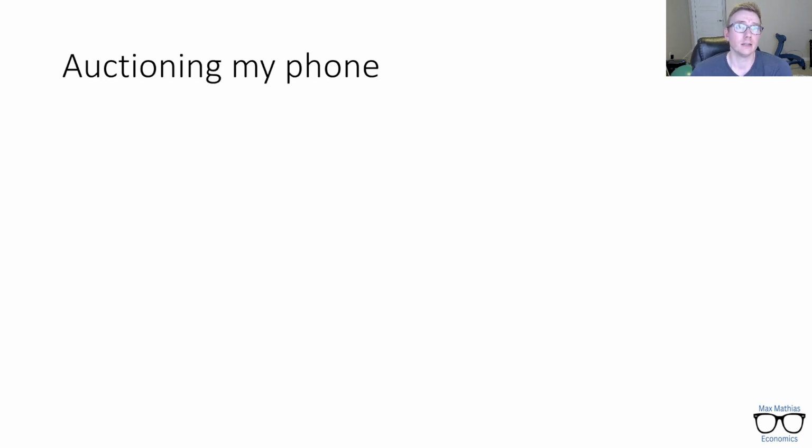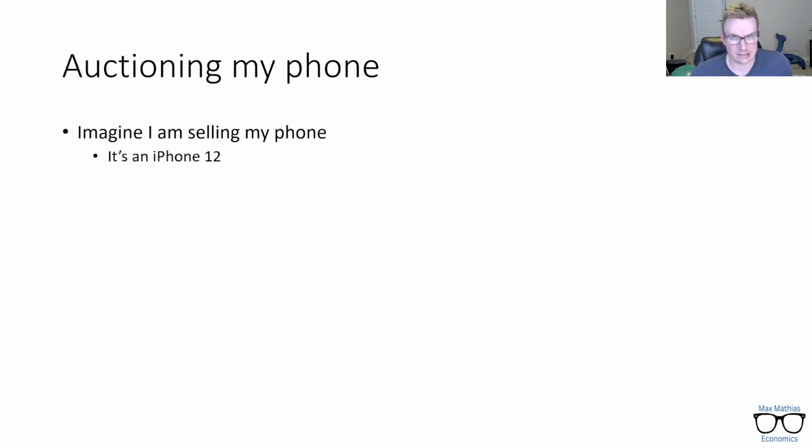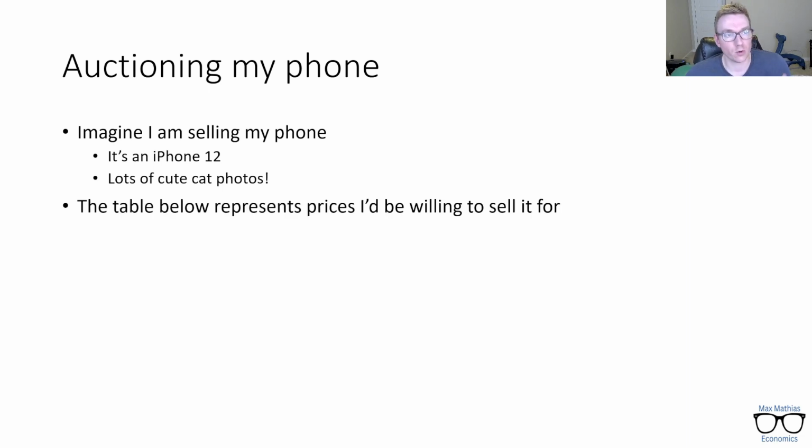So let's pretend that I am auctioning my phone. So I have my cell phone right here. There's my son Jack on it. So if I'm selling my phone, I think it's an iPhone 12, if that gives you any relevant information. It also has lots of cute cat photos and baby photos on it as well, right? Really trying to sell it up here. So I have a table below representing prices that I would be willing to sell for.